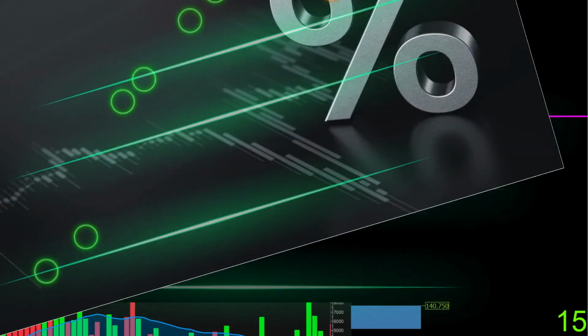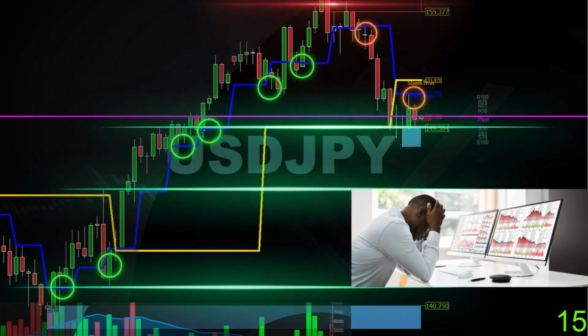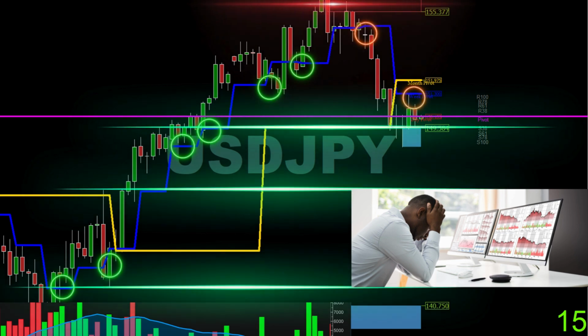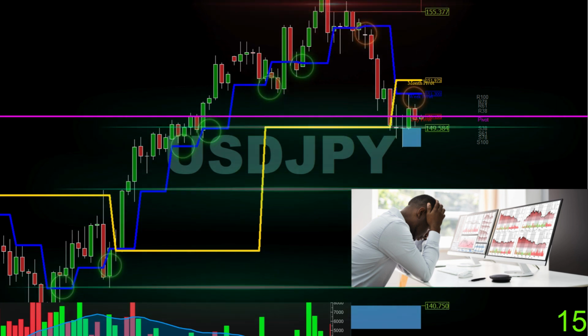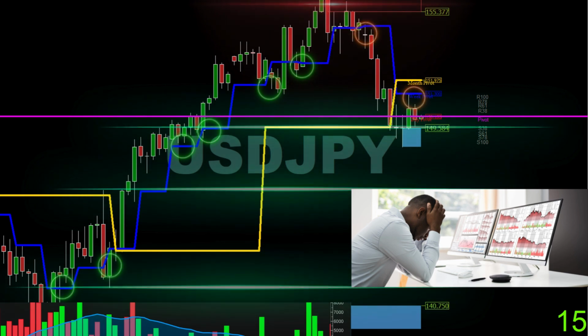Most traders fail not because the market is against them, but because they don't know how to leverage the true power of supply and demand zones or pivots. By mastering these levels, combining them with higher timeframes, and aligning with institutional strategies, you can transform your trading game and gain a real edge in the market.